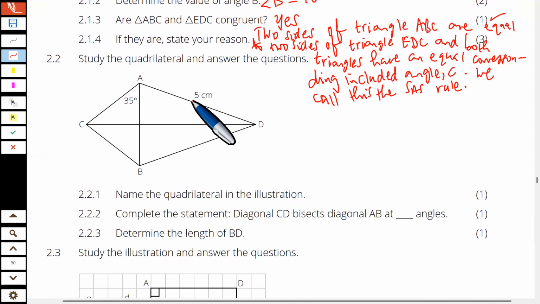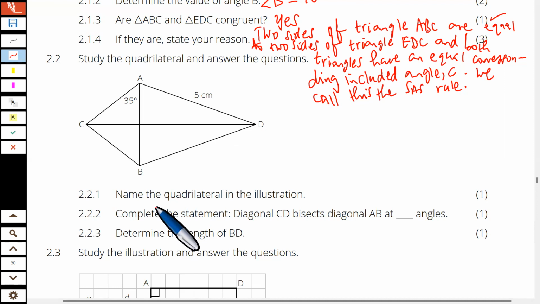So now we're looking at more geometry, and in our next lesson we shall go deep into geometry, because geometry is what forms part of this term. This term is full of geometry, so you must understand a lot of it. Study the quadrilateral and answer the questions. Name the quadrilateral in the illustration. You need to study it very carefully.